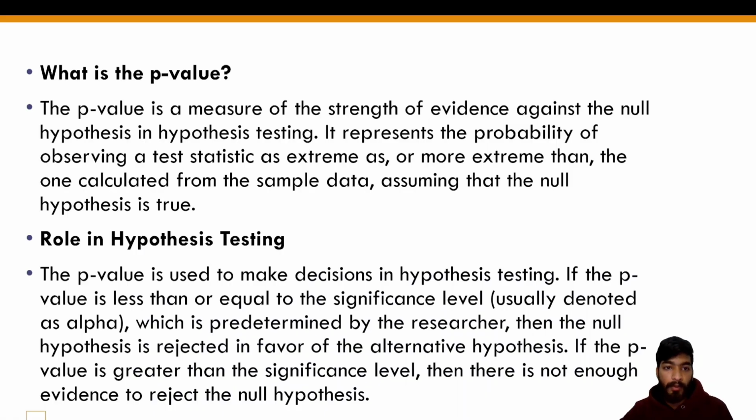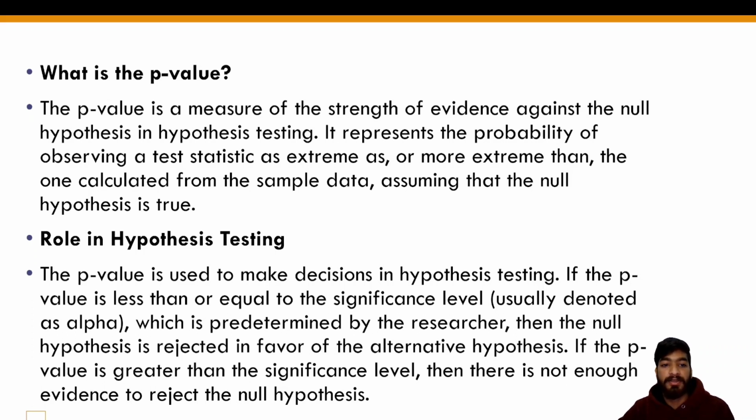P-value. What is the p-value? The p-value is a measure of the strength of evidence against the null hypothesis in hypothesis testing. It represents the probability of observing a test statistic as extreme as or more extreme than the one calculated from the sample data, assuming that the null hypothesis is true.